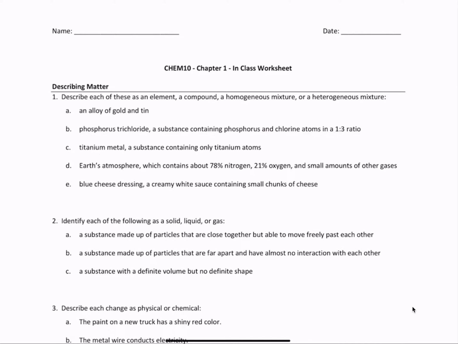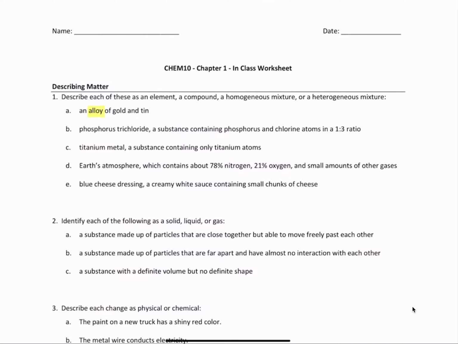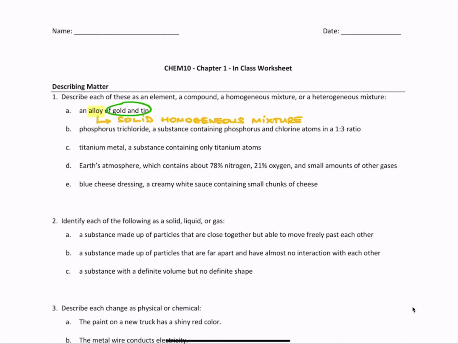So first of all, do you know what an alloy is? An alloy is, per definition, a solid, homogeneous mixture. So every time you see the word alloy, you should know that we're talking about a solid homogeneous mixture. And this solid homogeneous mixture is composed of two substances that are mixed. So two mixed substances, and these substances are gold and tin.